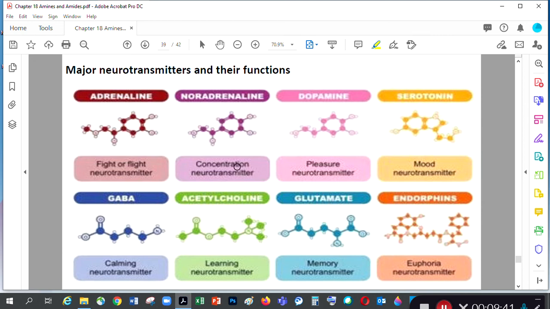And concentration, this is noradrenaline. Adrenaline and noradrenaline: one is for fight or flight, one for the concentration. And GABA is for calming, acetylcholine for the learning, correct? Memory is glutamate, and so on. So different neurotransmitters, different functions in the nerve cells in the brain. So you can see how they are really controlling the function of the brain itself.